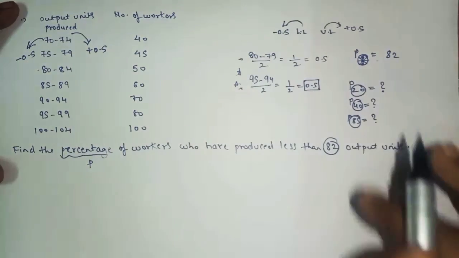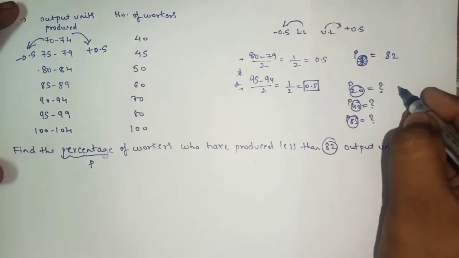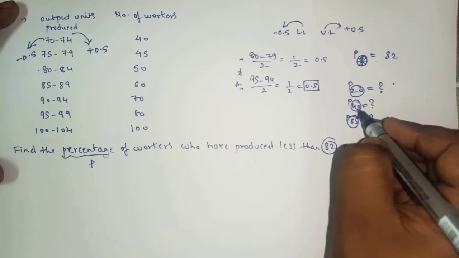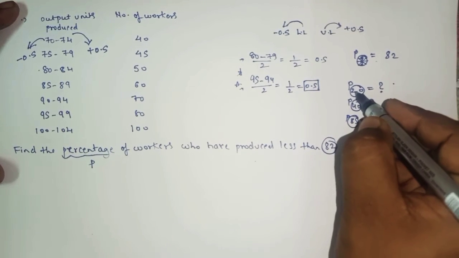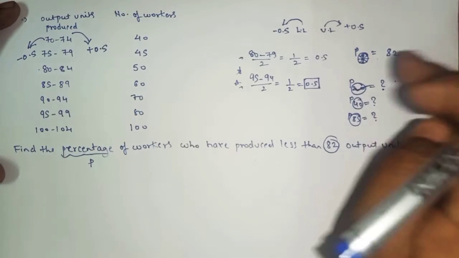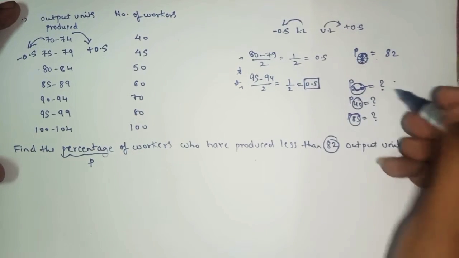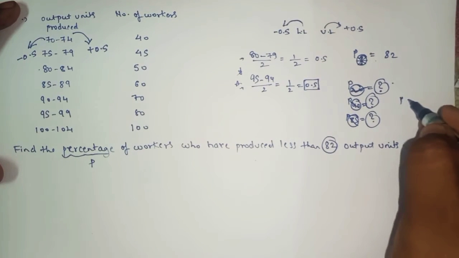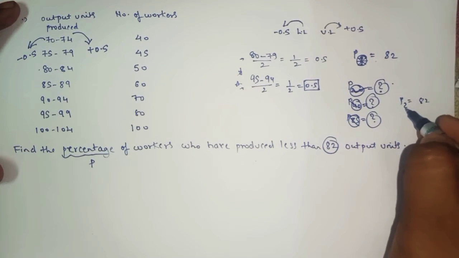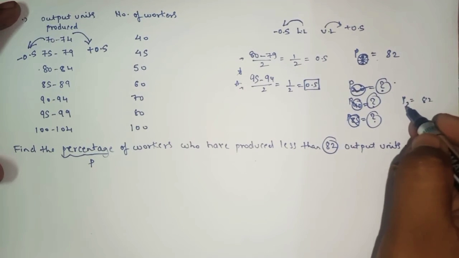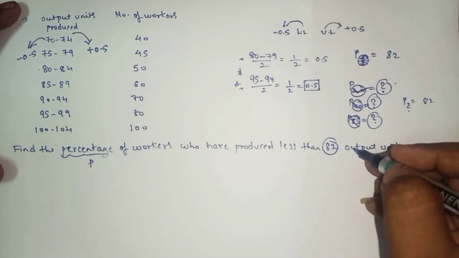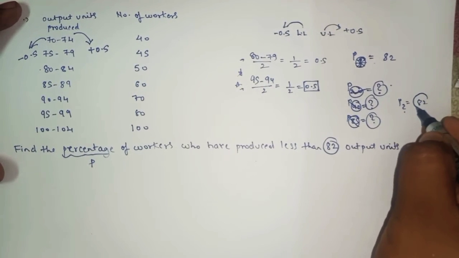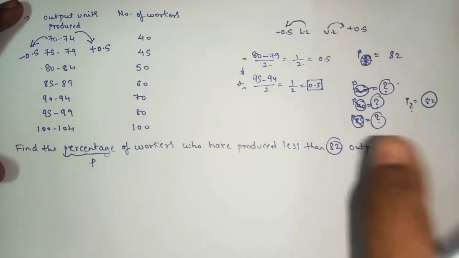In the previous questions, in many sums, they gave the percentage value or told you to find P20, P40, P85. But here in this question, we have this value instead of the percentage. So we have to find the percentage of workers who produced 82 output units; at what percentage you will get this 82.